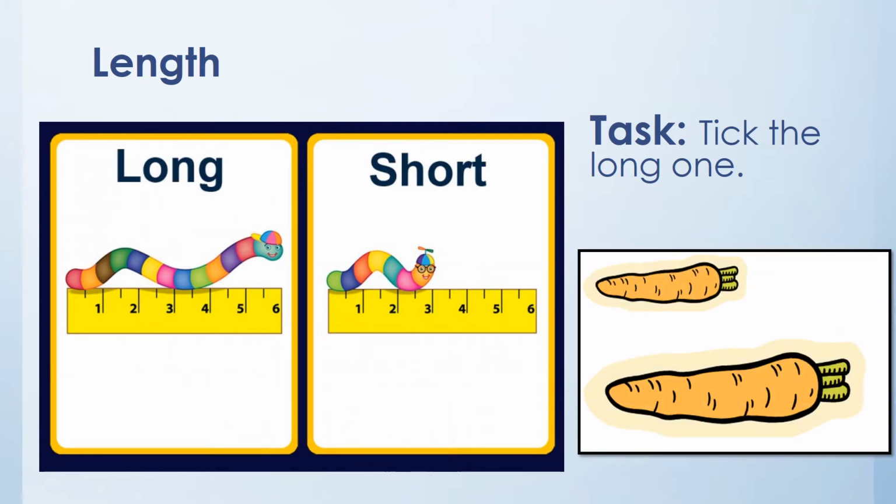Here is a picture which has 2 carrots. And I have to take the carrot which is long. Which carrot is long? Very good. Carrot 2 is long. So I will take carrot 2. Excellent. Now you can do it yourself. Excellent work.